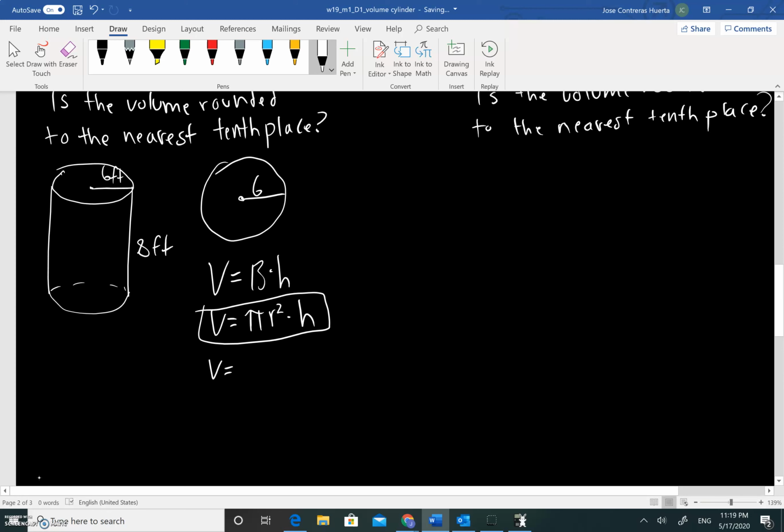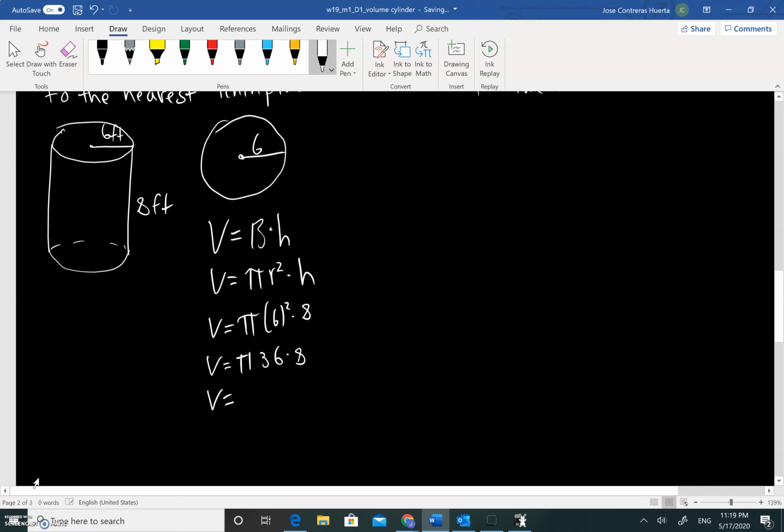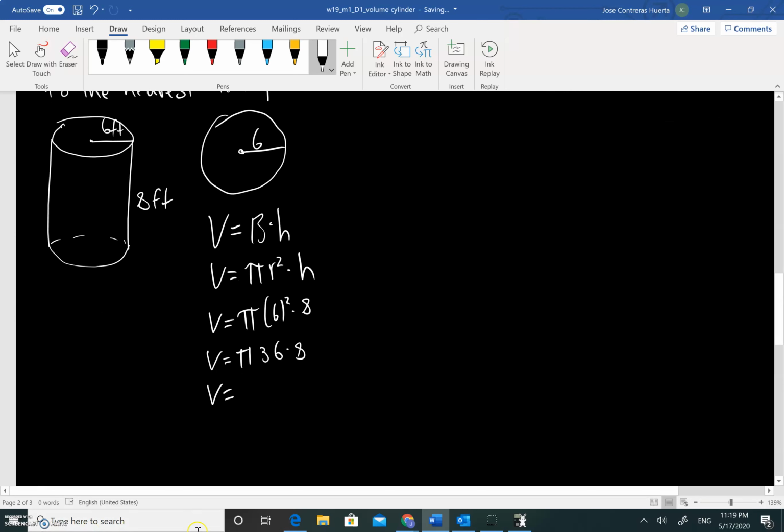So now we have volume is equal to, sorry, I put the parentheses here. It's supposed to be pi, and then my r in this case is 6 squared times my height, which is 8. So volume is equal to pi times 36, right? Because 6 times 6 is 36, and then times 8, and I can go ahead and put all of this inside the calculator. So let's actually go ahead and do that.